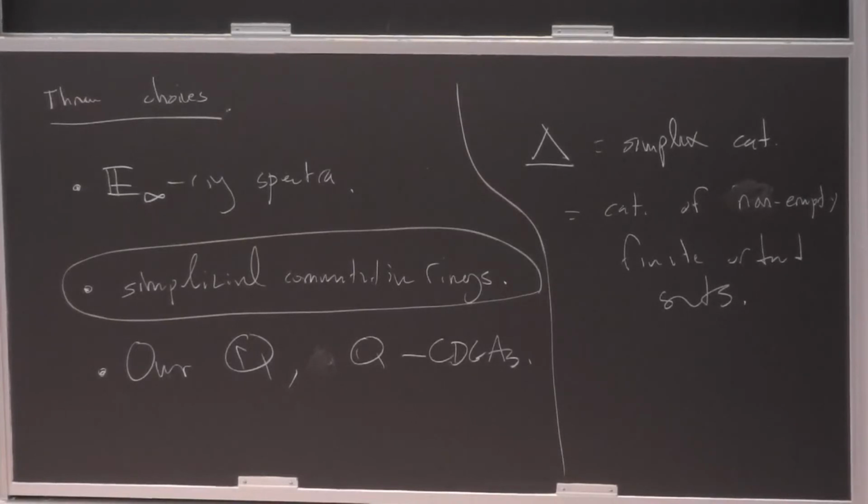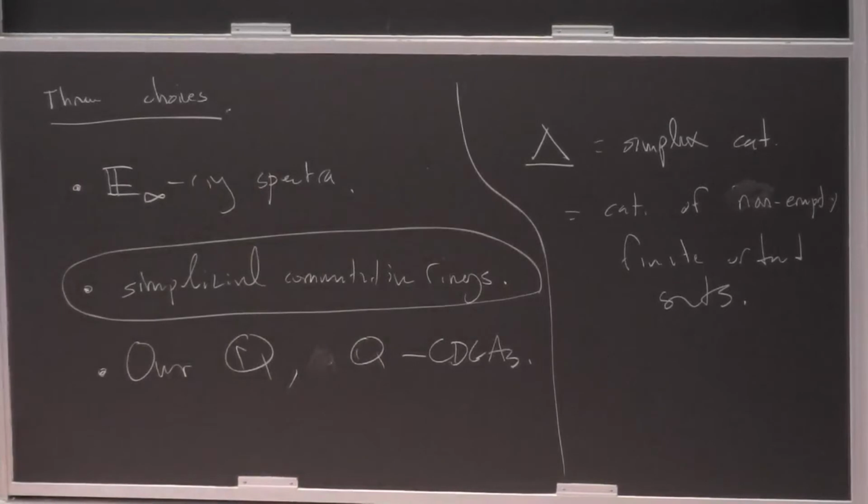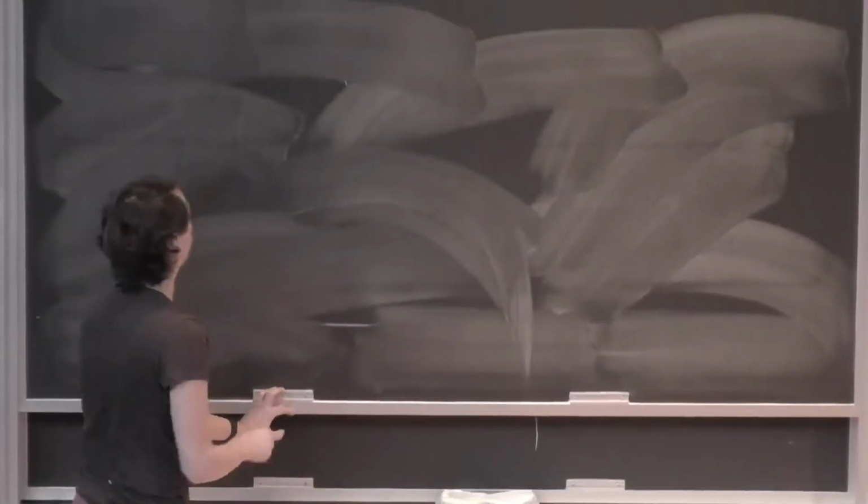Yeah, so the question is: is there a specific reason why we take presheaves on delta, functors from delta op out, instead of functors from delta out? Let me, maybe that'll become clear in just a second from one of the examples. So it's a good question.